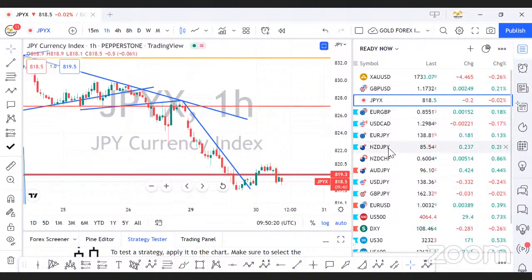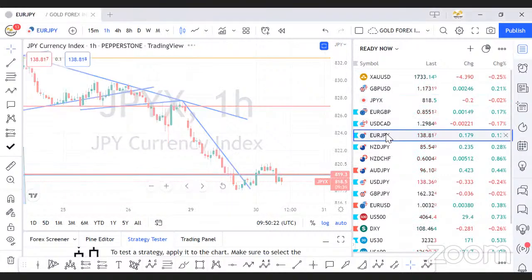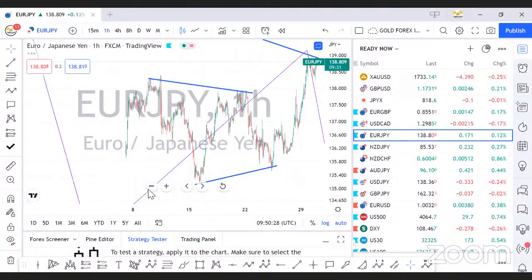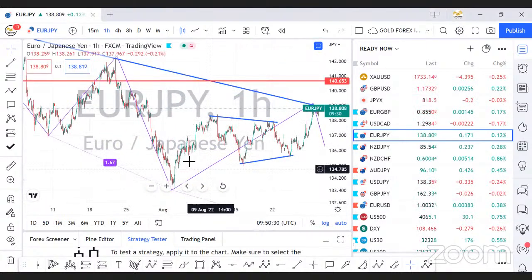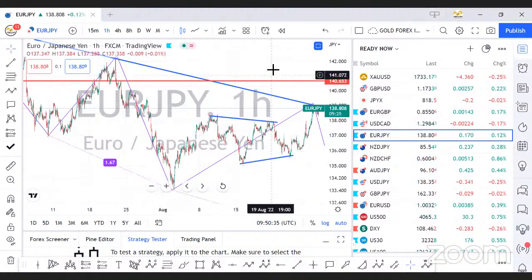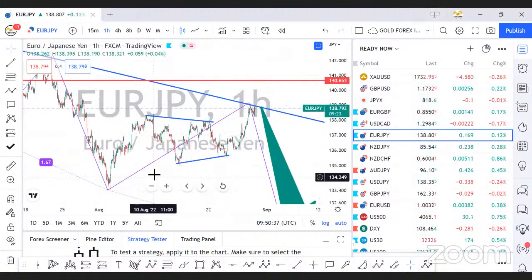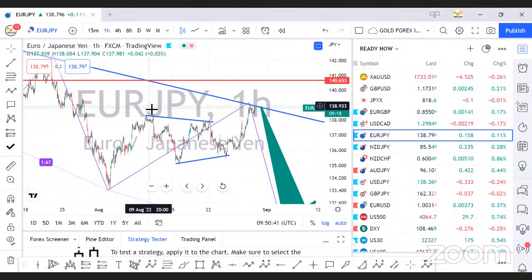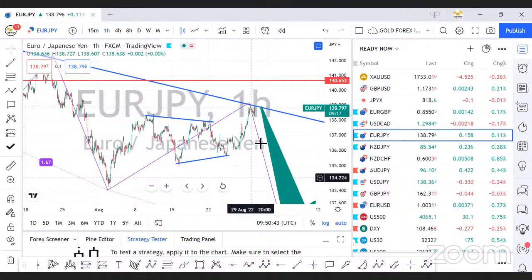So that's why I called for the Euro JPY sell. You can see it over here. Now we even have an impulsive move over here. Then we saw a zigzag correction. So this was the impulsive move, then an ABC correction.